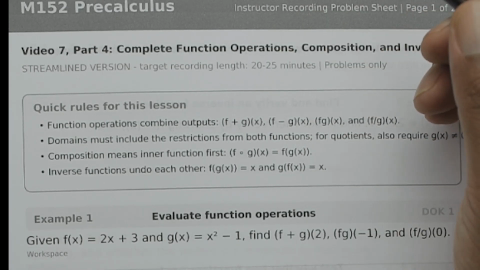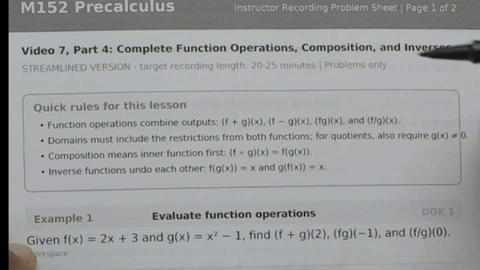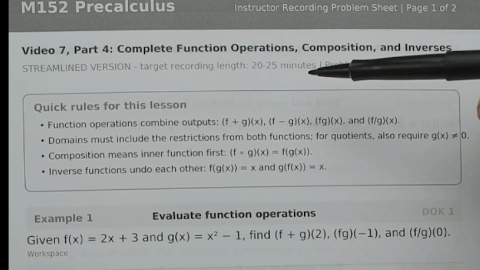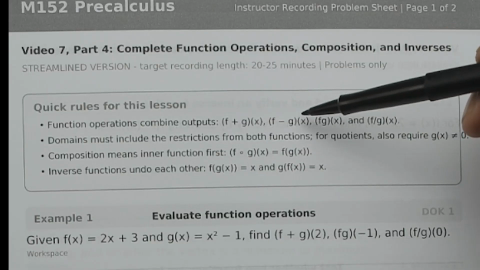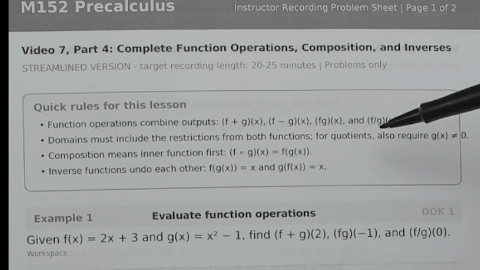Hello again. In the previous lesson, we studied function operations, function composition, and inverse functions. In this lesson, we're going to bring it all together into one idea. First of all, function operations combine outputs. We can add, subtract, multiply, and divide functions. Domains must include the restrictions for both functions. For quotients, also require that g of x is not equal to 0.